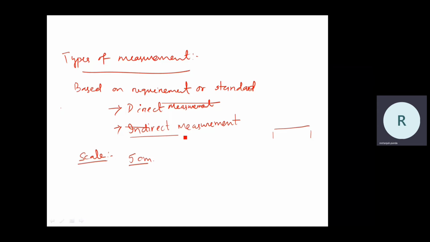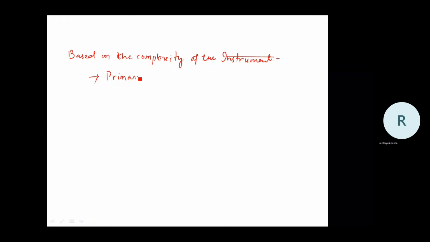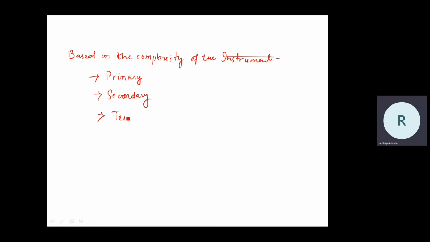So how did we get the secondary and tertiary measurement? We can say that based on the complexity of the instrument, we will be getting three different types of measurement system. The first one will be primary, the second one will be secondary, and the third one will be tertiary.